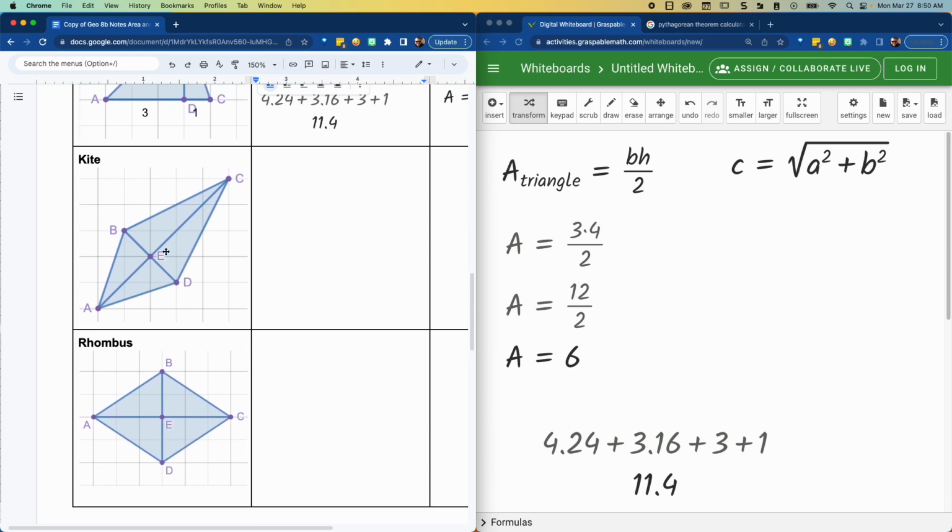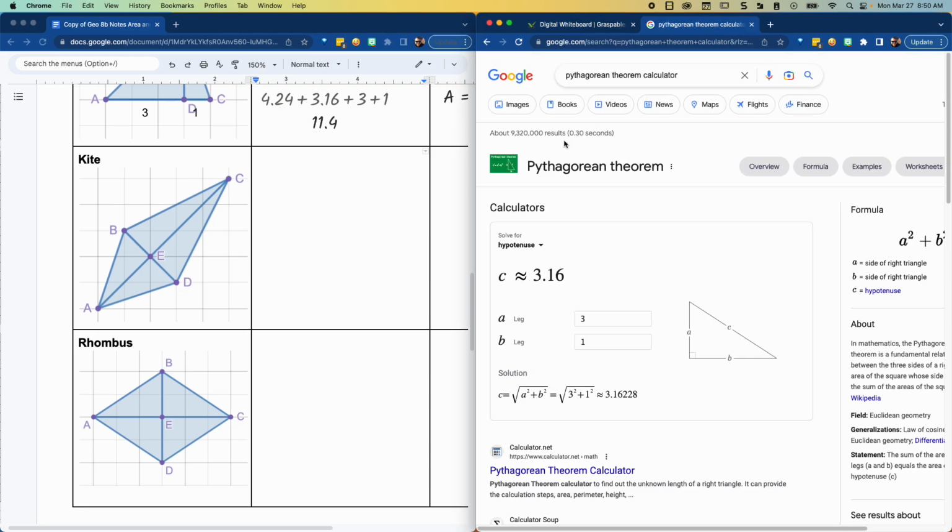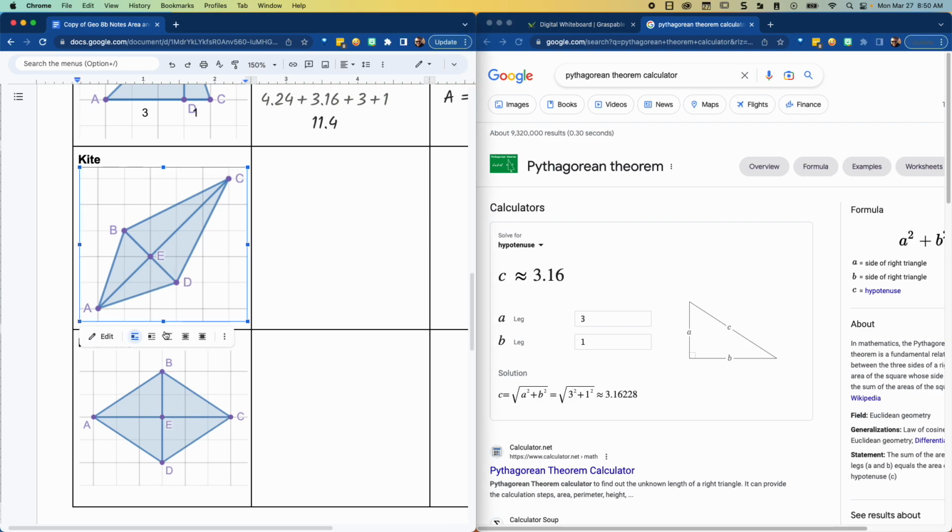Okay, let's look at the kite here. So there's the way that I'm going to be calculating this. I need to calculate these diagonal distances to find the diagonals for the area, but I also need to calculate these other non-vertical, non-horizontal distances to get the perimeter. So we're going to use that Pythagorean theorem calculator again.